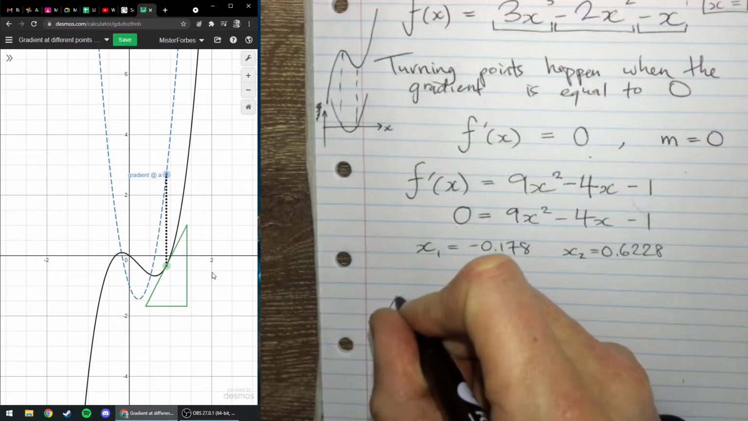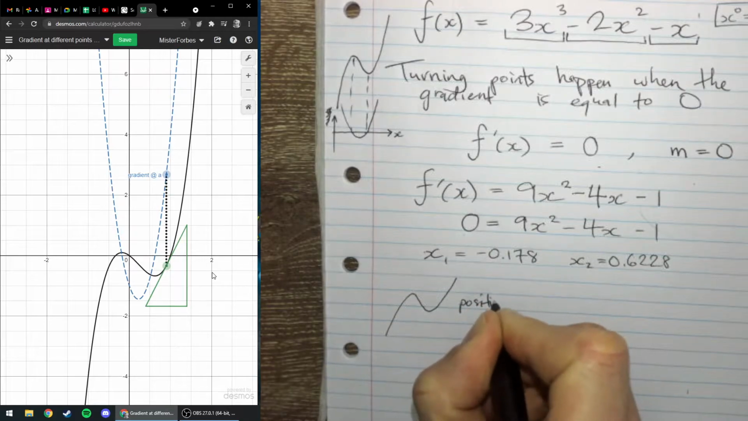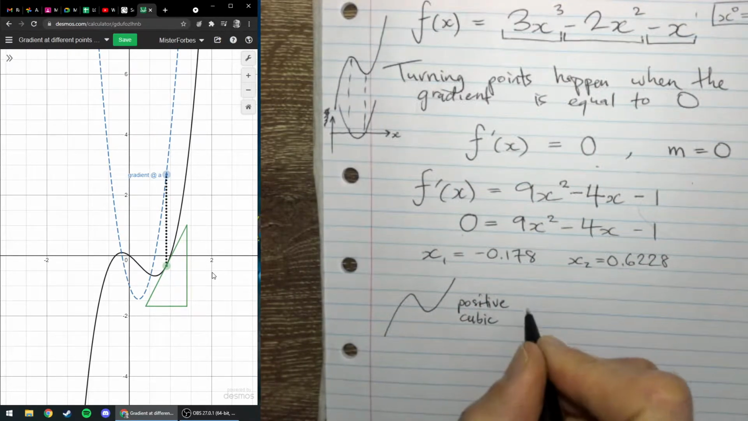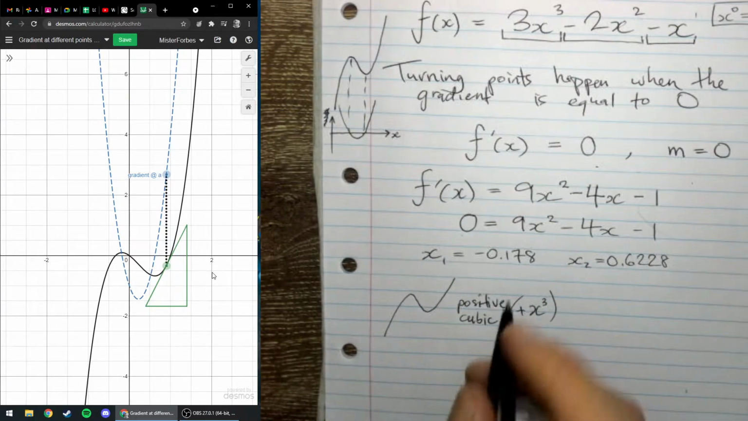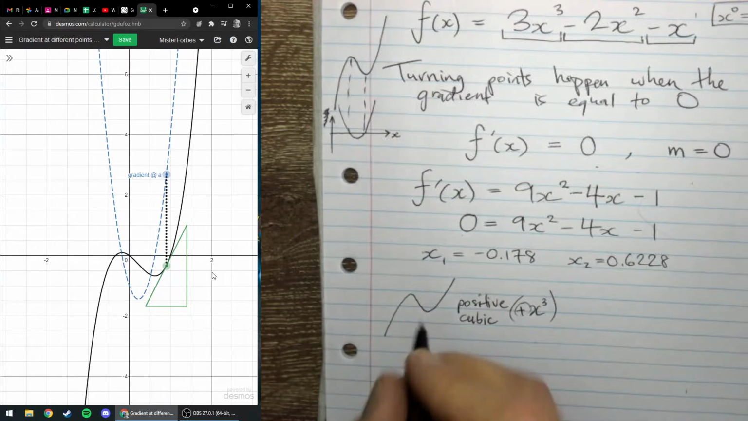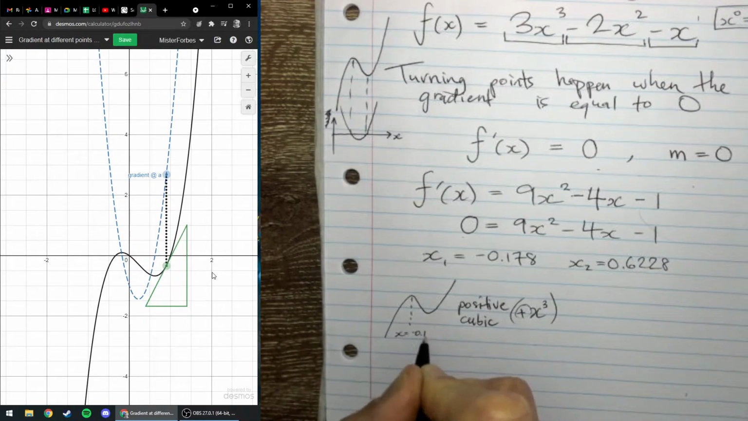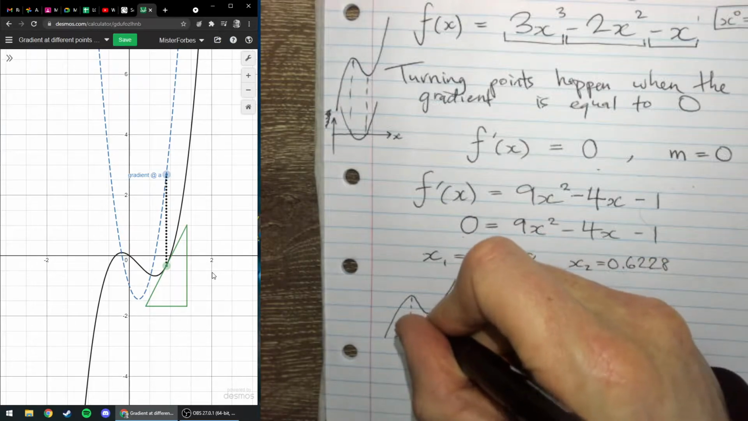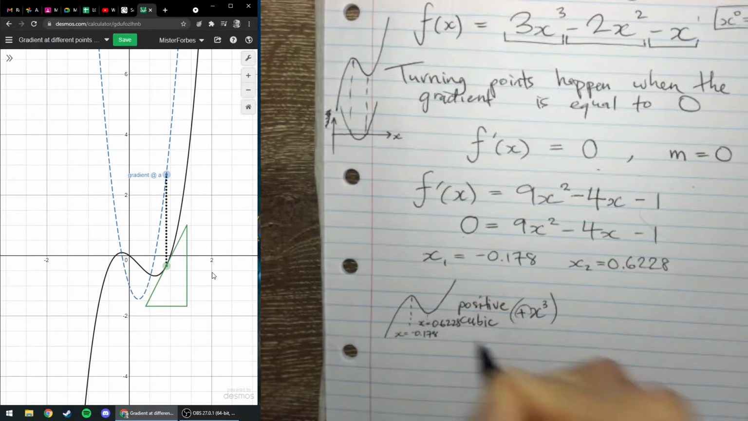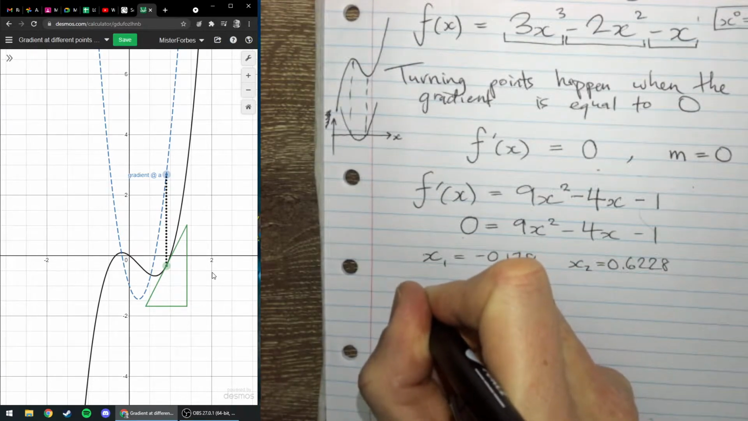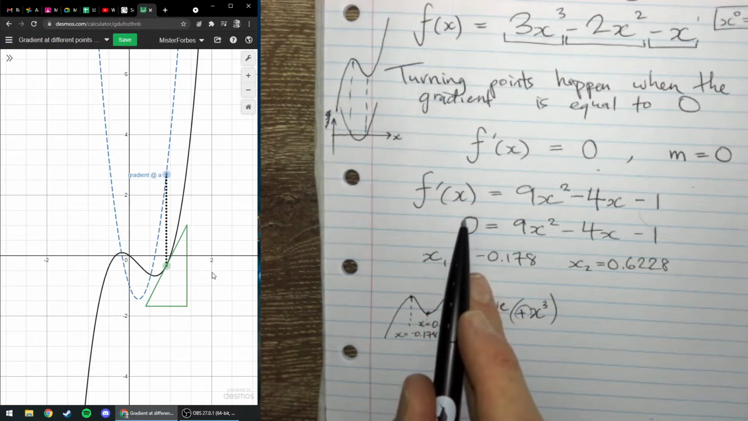Because we know our original function is a positive cubic, or if we're lazy, we could just do plus x to the power 3. This is purely lazy. We know that these points are going to be here. We know that x1 is going to be negative 0.178. That will be the point. And our x2 will be at 0.6228.